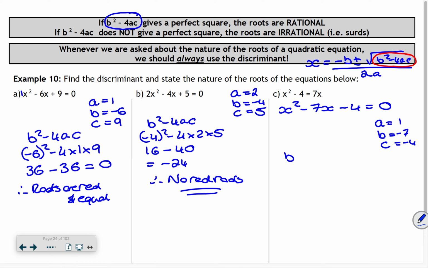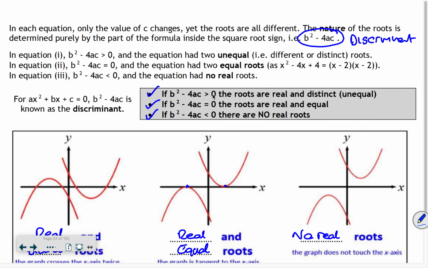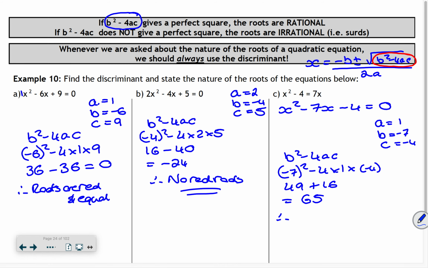So into b squared minus 4ac. That'll be minus 7 squared minus 4 times 1 times minus 4. So that will give me 49 plus 16, which is going to give me 65. So we'll go back to the chart that we should be remembering here. It's bigger than 0, so roots are real and unequal. So therefore, roots are real and unequal. Okay.